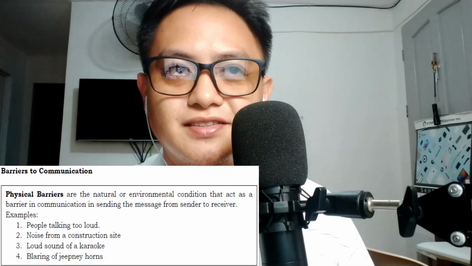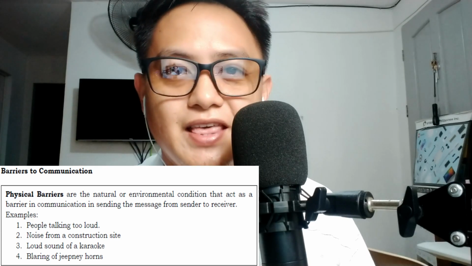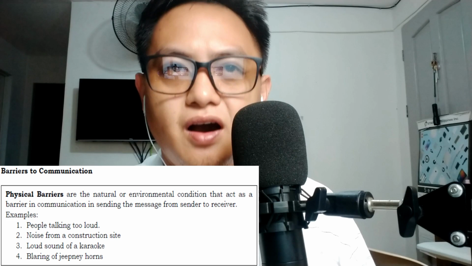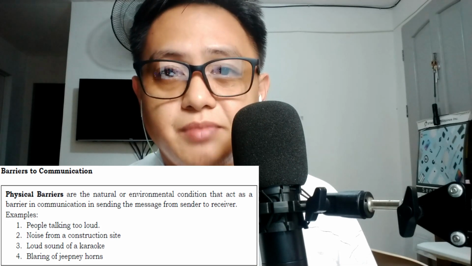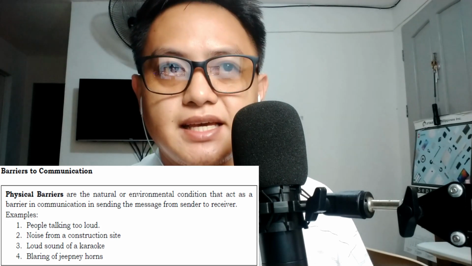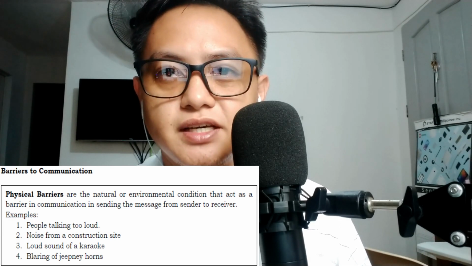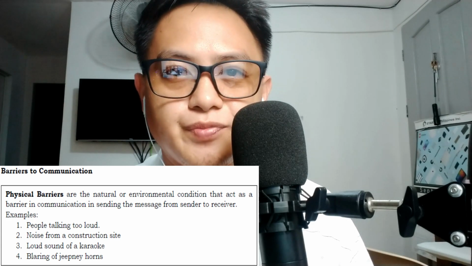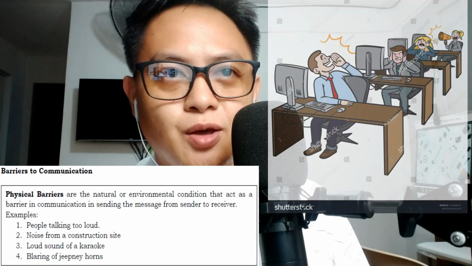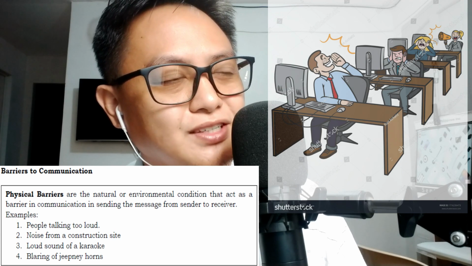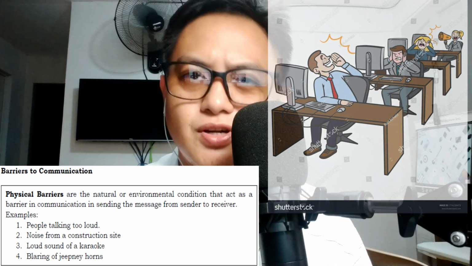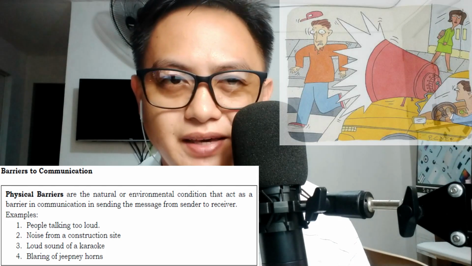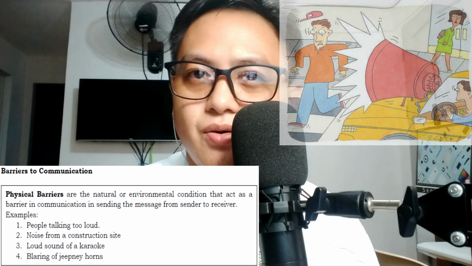Barriers to communication. Number 1, physical barriers. Physical barriers are the natural or environmental conditions that act as barriers in communication in sending the message from sender to receiver. Examples are people talking too loud, noise from a construction site, loud sounds of karaoke, blaring of jeepney horns.